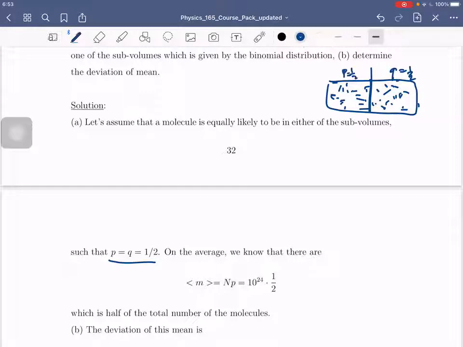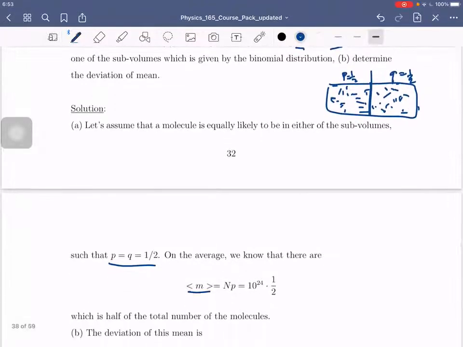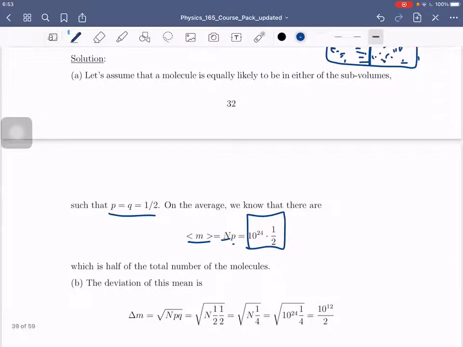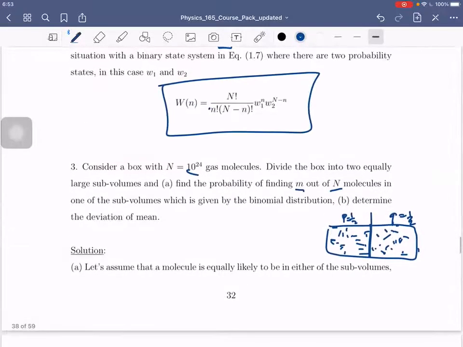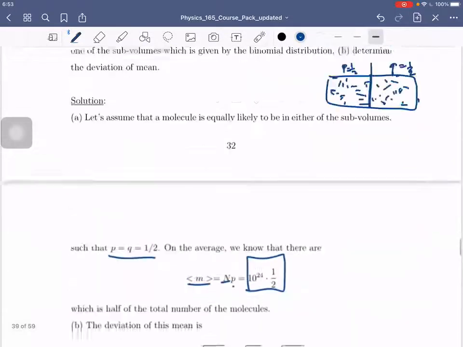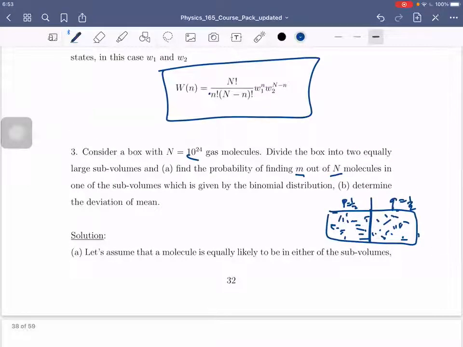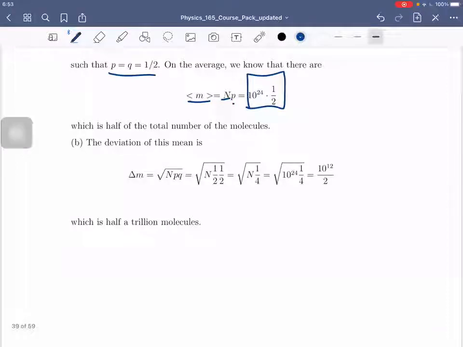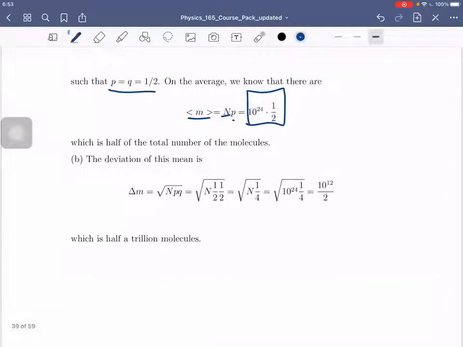Half. So, on the average, which is expectation value ng M, is just the total number of N, or total number of molecules, times P, which is just 10 to the 24 times 1/2. So this is actually half of the total number of molecules. Yun yung sagot sa letter A. Okay? So to get the deviation, madali lang.